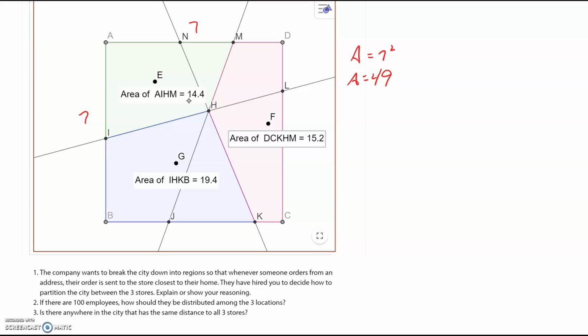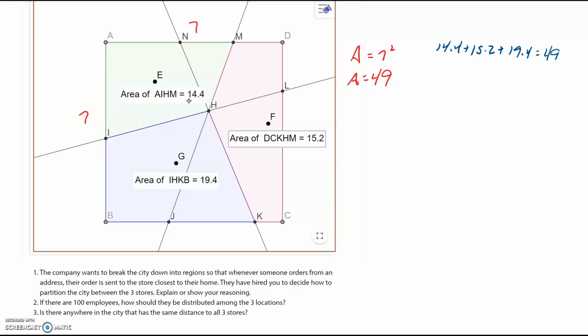Or we could have just added each of these up. So 14.4 plus 15.2 plus 19.4. Sum those, and we see we get the same thing, 49.